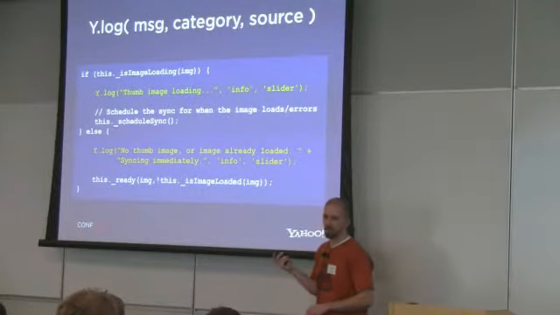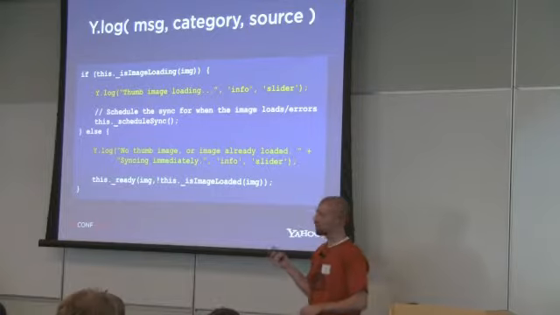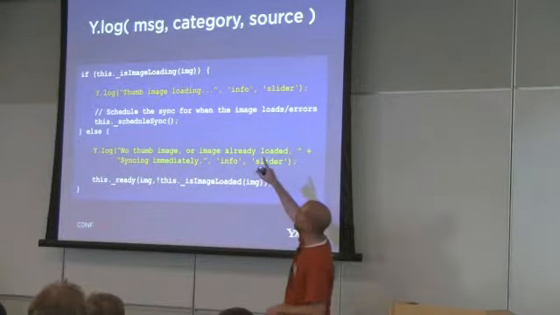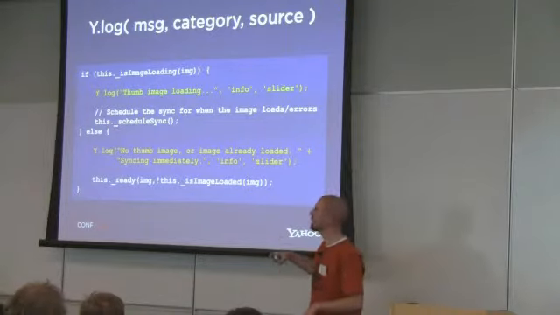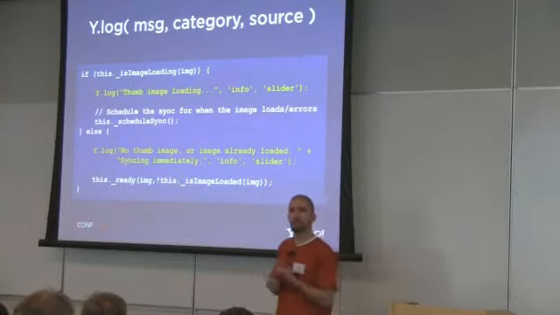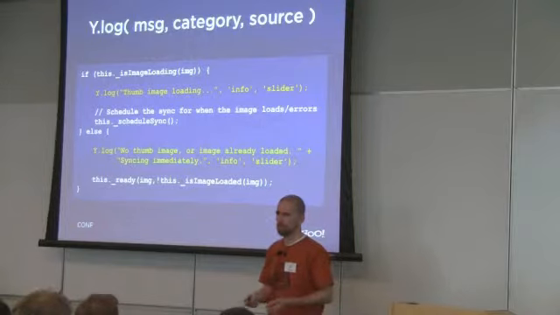So the Y.log signature looks like this. You have the message that you want to print out, followed by a category like info, warn, error, or if you wanted to categorize it differently. And then the source, which we like to include to say this is where this message is coming from.